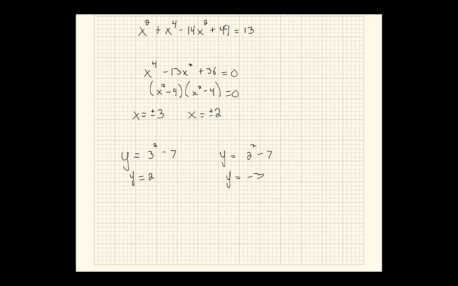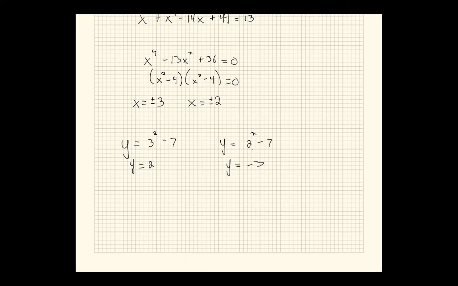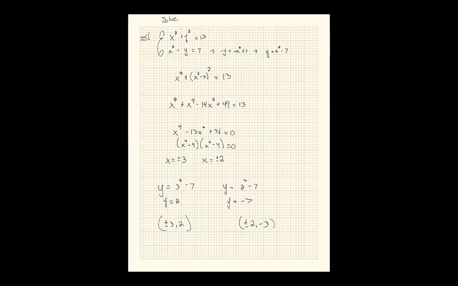So here are my 4 solutions. I have plus or minus 3, 2. So that represents 2 points. And then I have plus or minus 2, negative 3. That represents 2 points. So a total of 4 points there for my solutions. Okay. And I think that is it for now.